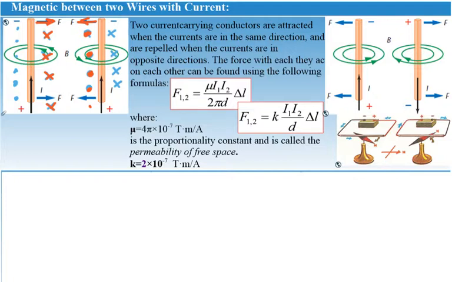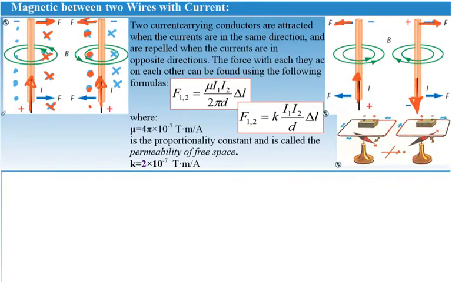On the other hand, in this case I have the current up and the current up. In the other case, I have the current up and the current down. When I place these two wires next to each other, they will repel each other.